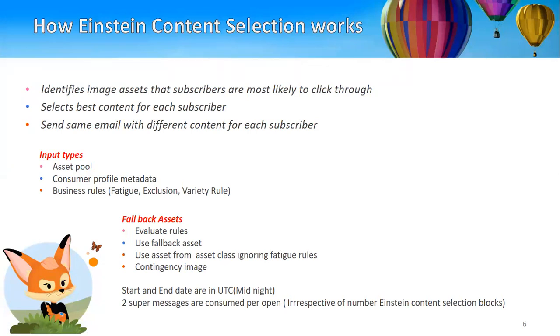And then fallback assets, this also we already discussed. The only thing new here is the contingency image. So the contingency image is again a fallback image for the fallback image itself. Once that fallback image is not working, at that time this contingency image will be visible to the customer. And this contingency image, you need to upload or configure at the time of setup.